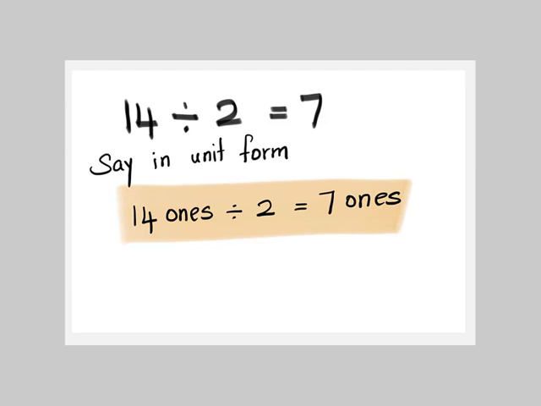14 divided by 2 is 7. How to say this in unit form? 14 ones divided by 2 equals 7 ones.